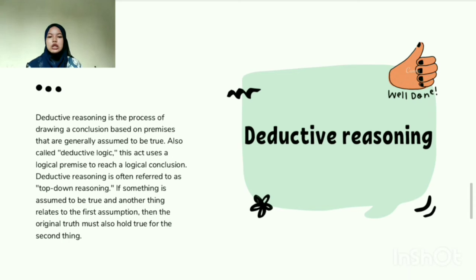Deductive reasoning. Deductive reasoning is the process of drawing a conclusion based on premises that are generally assumed to be true, also called deductive logic. This uses a logical premise to reach a logical conclusion. Deductive reasoning is often referred to as top-down reasoning. If something is assumed to be true and another thing is related to the first assumption, then the original truth must also hold true for the second thing.